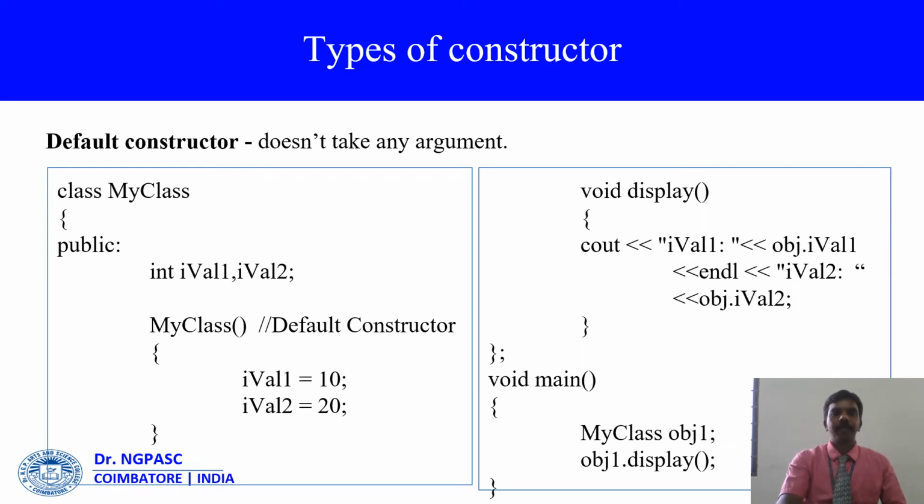Types of constructor. Based on the number and type of arguments, constructors are classified as default constructor and parameterized constructor. Default constructor. A default constructor does not contain any arguments. It accepts no arguments.